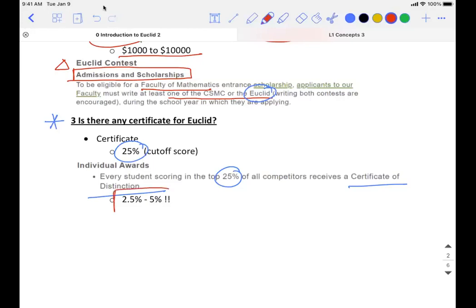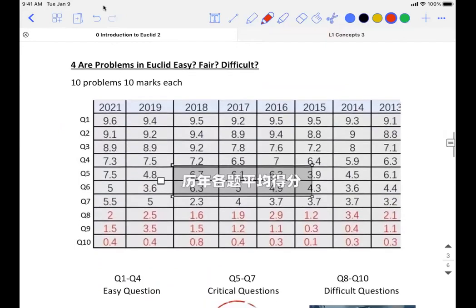If you want to do something even better, a more shining supporting document for your Waterloo application, you had better go from 25% to a little bit higher. You can go to the top 5% to top 2.5%, and you're considered to be on the honor roll. As long as you're there, your application, especially using the Euclid exam, will be very strong. Very powerful.